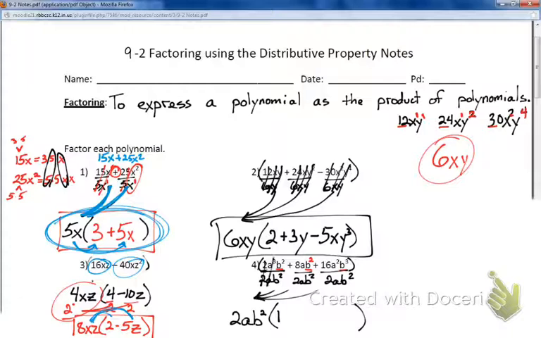A to the third over a leaves me with a squared. B squared and b squared cancel. 8 divided by 2 is 4. A's cancel, b's cancel. 16 divided by 2 is 8. 1a cancels, so you're left with 1. And 2 of the b's cancel, so you're left with 1b. Done there. And again, you don't have to have this 1 right here.